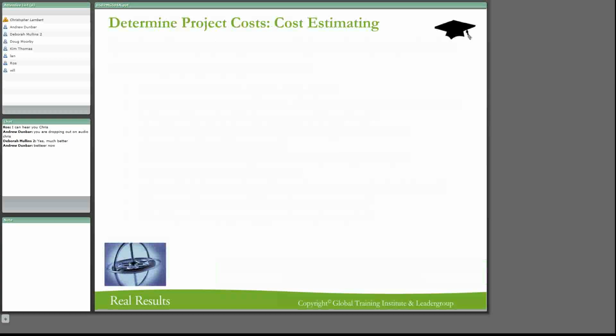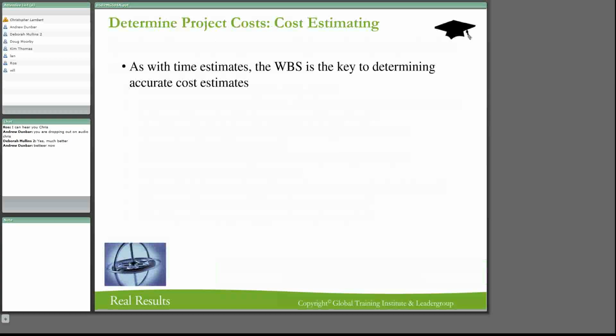Now let's look at it. As with time estimates, one of the most important tools that we're going to be using is the work breakdown structure. Work breakdown structure is a very, very important tool for estimating both the time and the costs. Remember, it's the two things that we're going to look at.